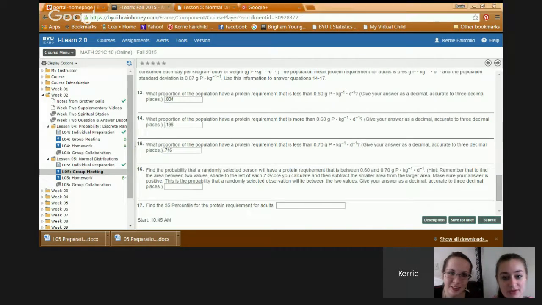Okay, so for 13, I put 0.196, and then 14 was 0.804. If we switch it back? Yes, that's what she's saying. It's backwards. Yeah, I switched mine back, and we'll see. All right, I'm done with that problem. We can go on to 16. No, it's good that we talk about it because that's how we figure it out.